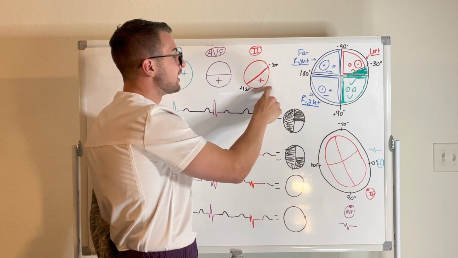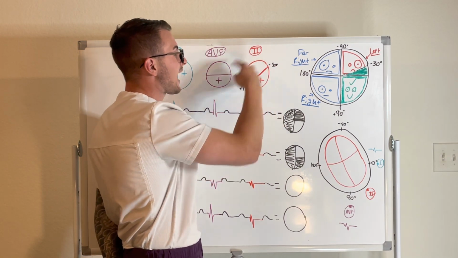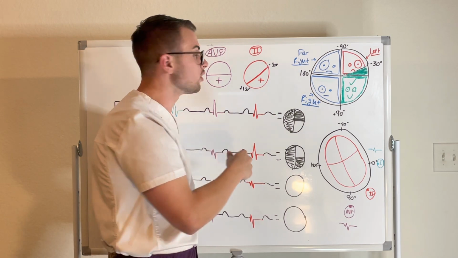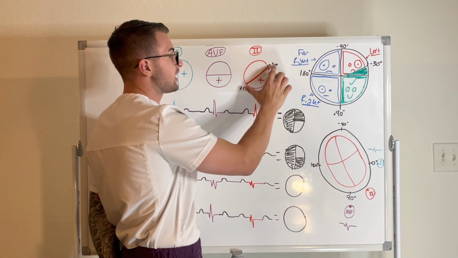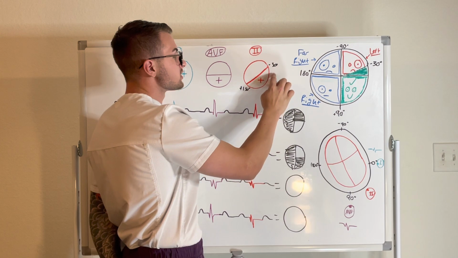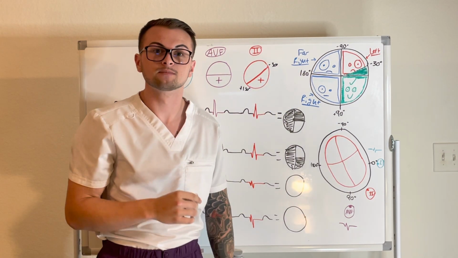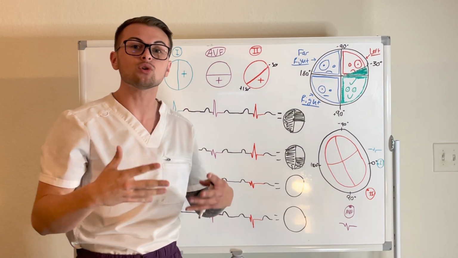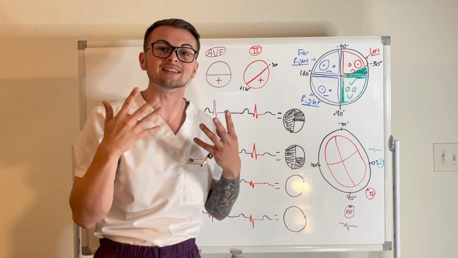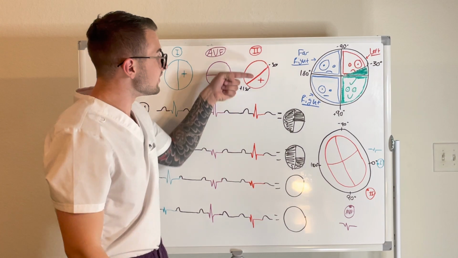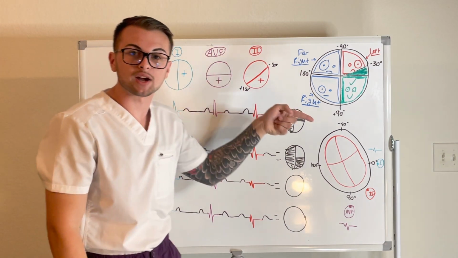So we know that lead 2 is 60 degrees, and half of our 360-degree circle is 180 degrees. So if it's headed toward anywhere from +90, it's going to be a positive in lead 2. So any QRS that is positive in lead 2 will head in this downward and leftward direction.